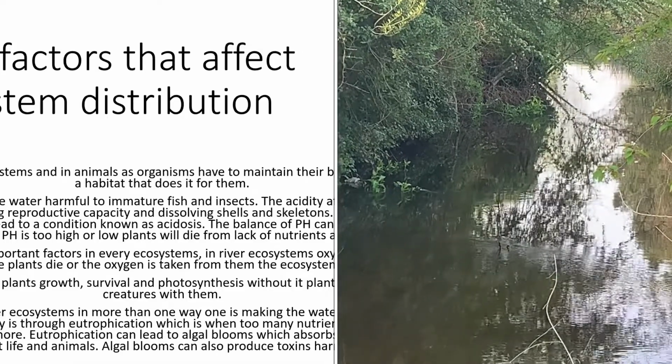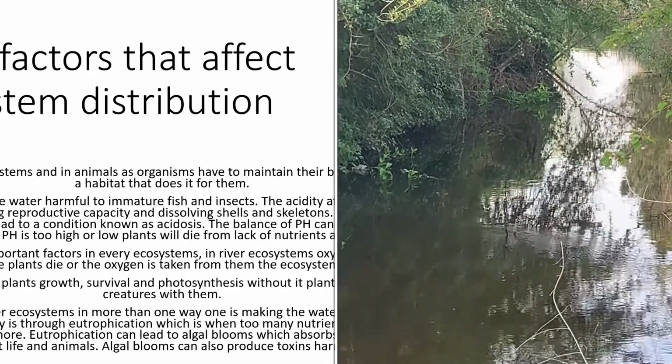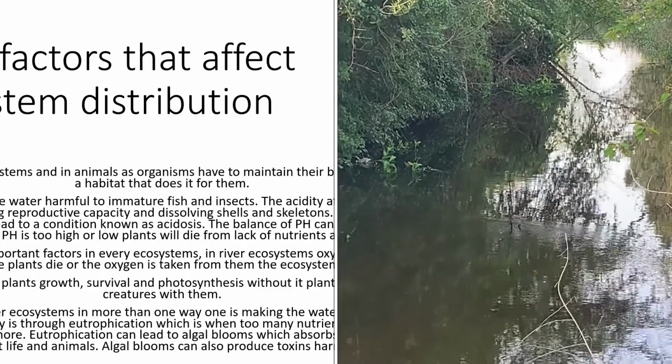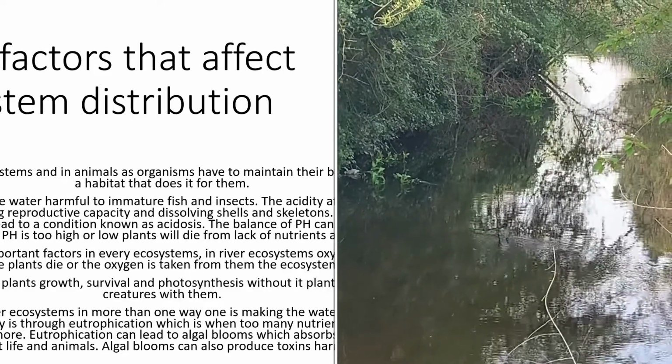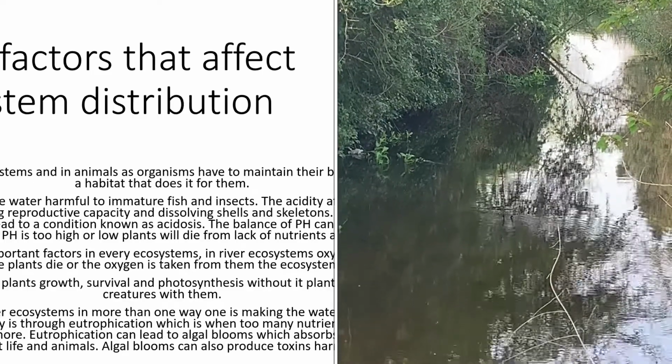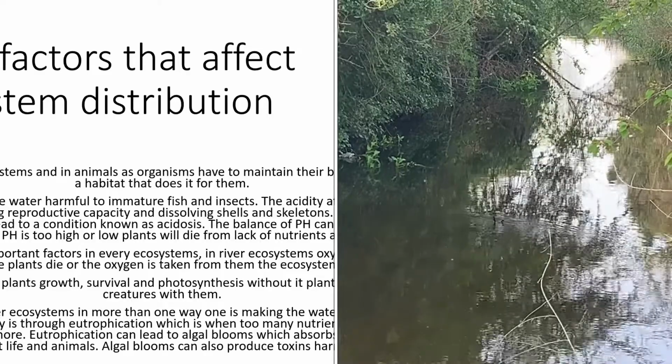Carbonic acid can change the pH of fish's blood and lead to a condition known as acidosis. The balance of pH can also kill aquatic plants, not just animals. If the pH is too high or low, plants will die from lack of nutrients and other effects.